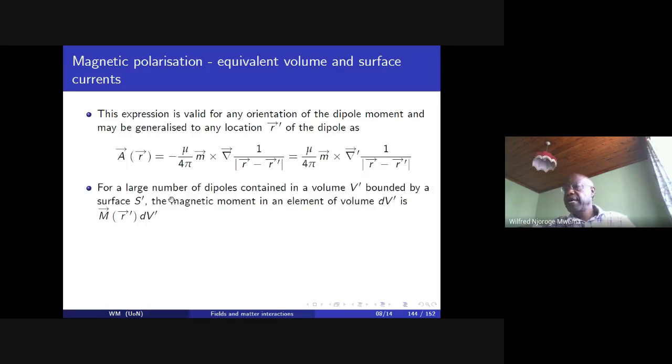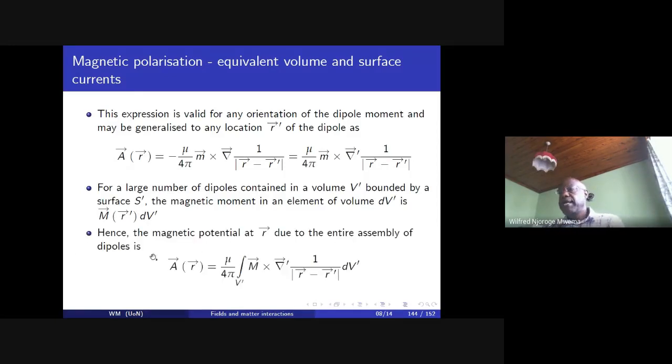So for a large number of dipoles that are contained in a volume V prime, bounded by a surface S prime surrounding the dipoles, the magnetic moment in an element of volume dV is going to be given by the magnetization, or the magnetic dipole density, multiplied by the volume we are dealing with. And hence, the magnetic potential at R, due to the entire assembly of dipoles, is going to be the volume integral of A over the volume itself.